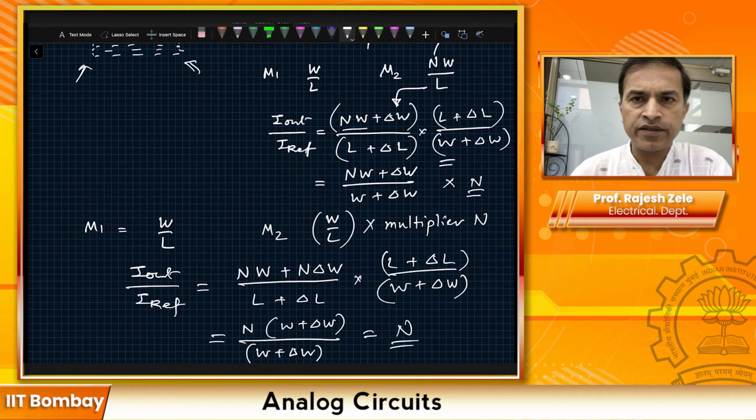So I should get the exact factor N. And what I'm trying to tell you is that these two factors, the random variation as well as systematic errors, you will have to take into account. And in both cases, you benefit by having unit cell structure for the transistor. Now, you don't do this only for transistors, you do it for many other things.